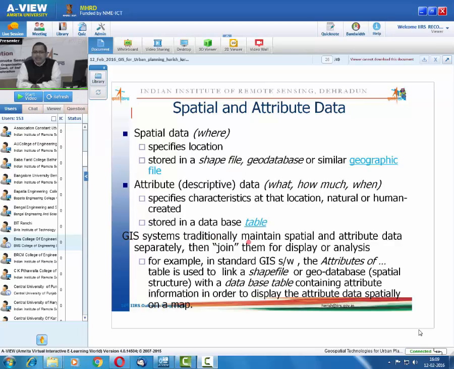So GIS systems traditionally maintain the spatial and attribute data separately. Then they join them together to display and for analysis purposes. So the basic idea is that you will create the spatial data separately and the attribute data separately. For example, if you are creating a map by using satellite imagery, first you will define the coordinate system or projection and all. After that you will be identifying the features and creating the shape, basically location information, and you will be storing it in the spatial domain.